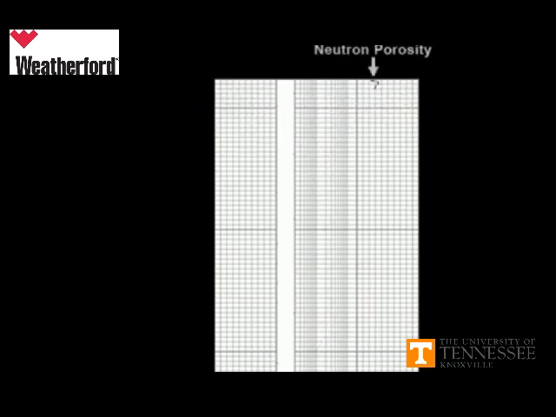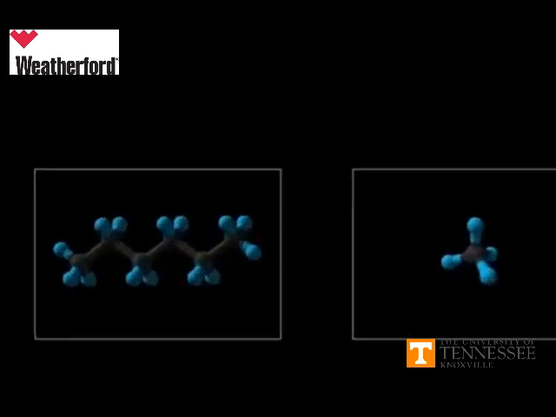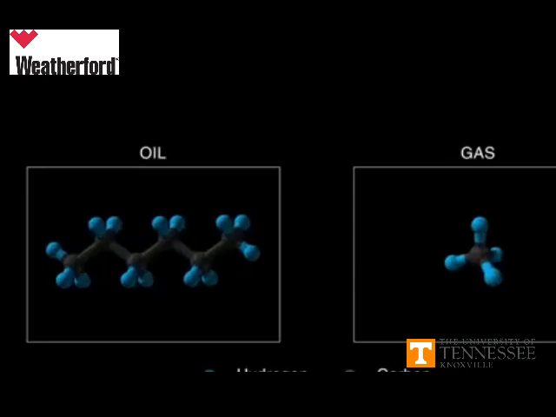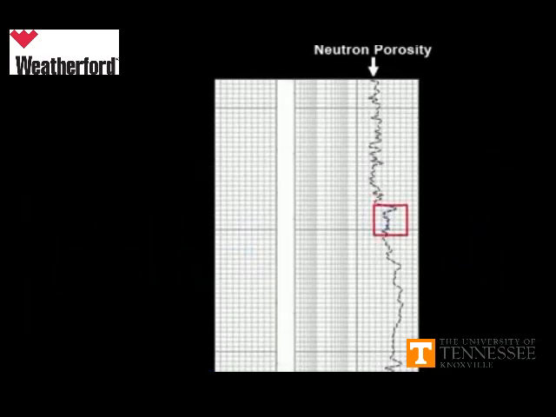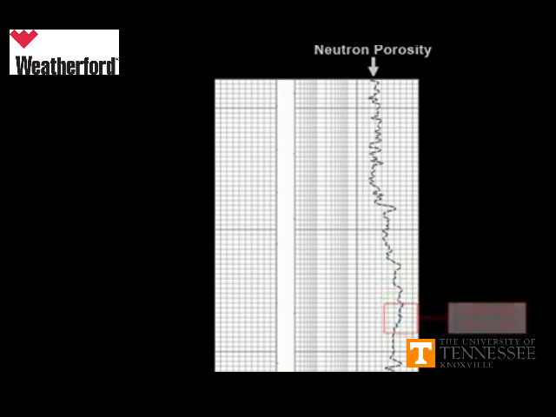The reading from the neutron porosity tool, which can count how many hydrogen atoms are in the surrounding rock, can be seen in this section of the log. A higher concentration of hydrogen indicates the possible presence of oil. When the curve moves to the right, this indicates fewer hydrogen atoms. So as we move down the wellbore, we can see that the amount of hydrogen is generally decreasing. This means there is either very tight rock that cannot hold oil, or gas may be present.